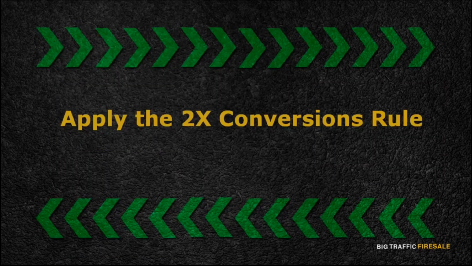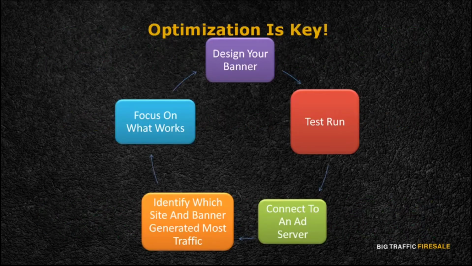Next is for you to apply the 2 times conversion rule. A lot of people usually give up on their first campaign when their banners do not generate any traffic. My advice is to be patient and apply the 2 times conversion rule. This simply means when your cost per ad, CPA, or how much money you invested for your product is $100, run your ad until you achieve $200 in return. Then decide whether to carry on or to stop. This means you have to break even and you have not wasted any of your resources.